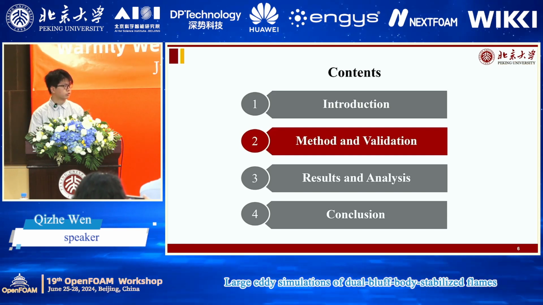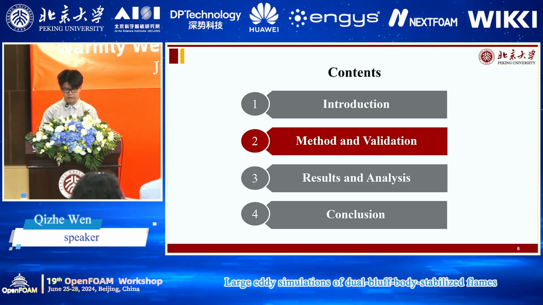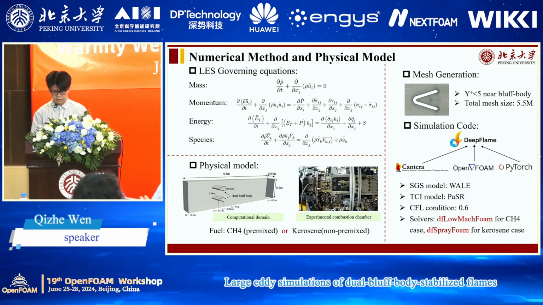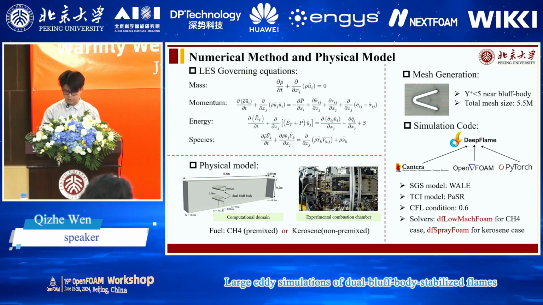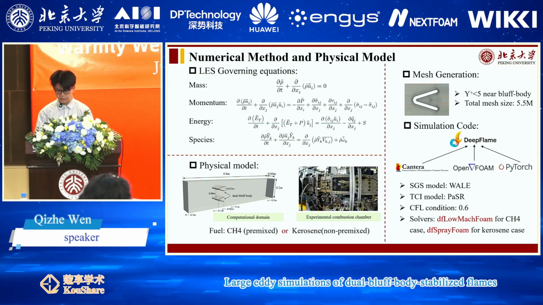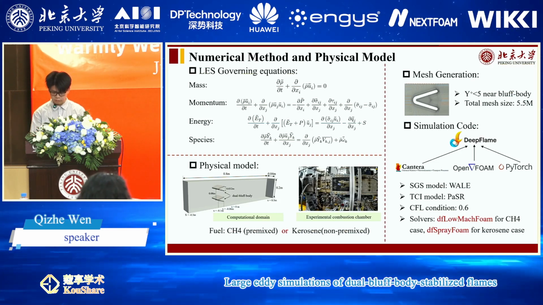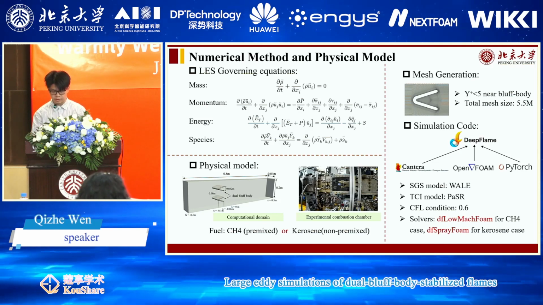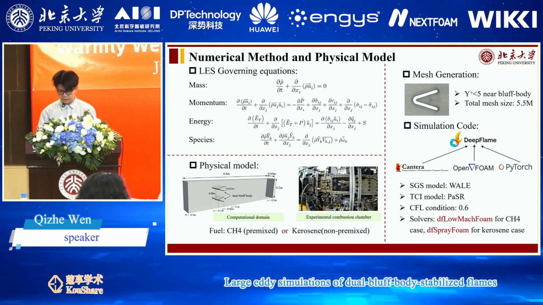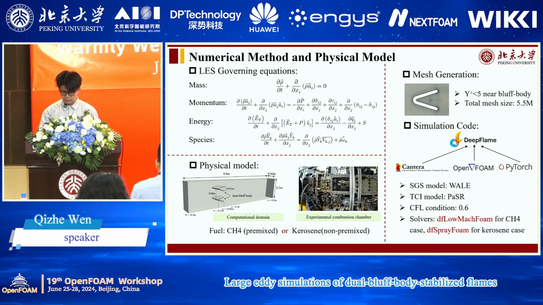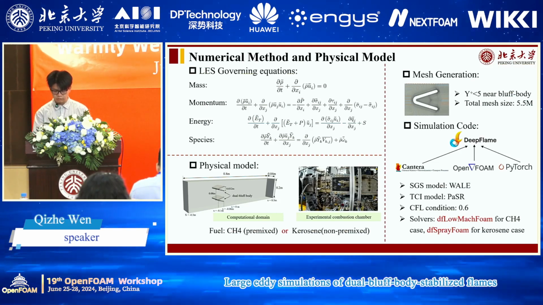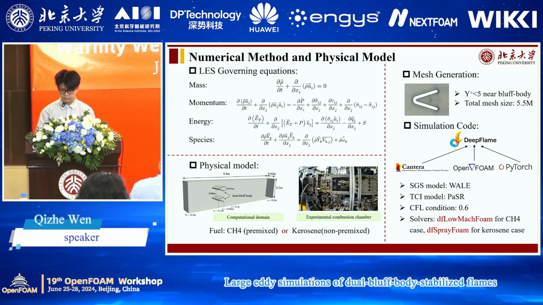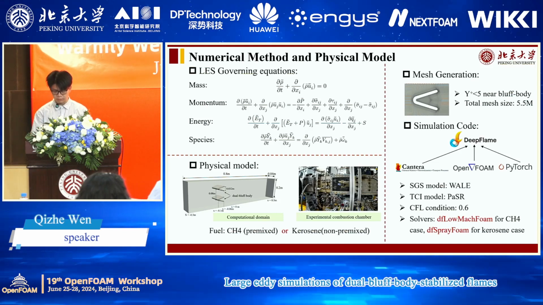In this section, I will introduce our methods and validation. As you can see, these are the governing equations of mass, momentum, energy, and species. Considering the complexity of the actual test piece, we simplify the simulation's computational domain to a rectangular combustor chamber. The dimensions of the bluff body are also marked in the figure. Consistent with the experimental model, we will conduct analysis on both the methane premixed flame and the kerosene non-premixed flame.